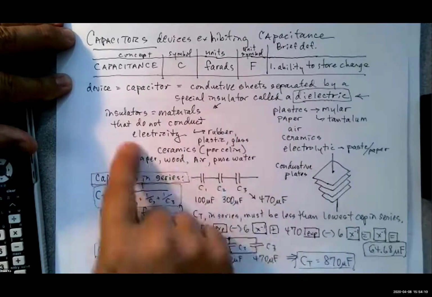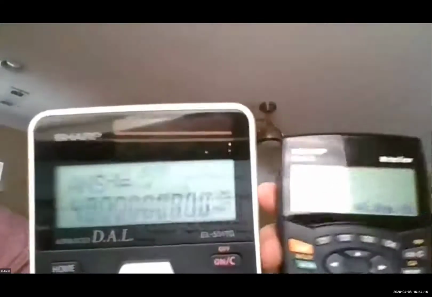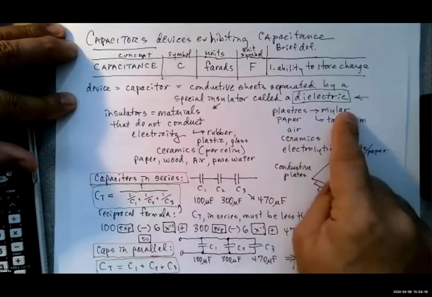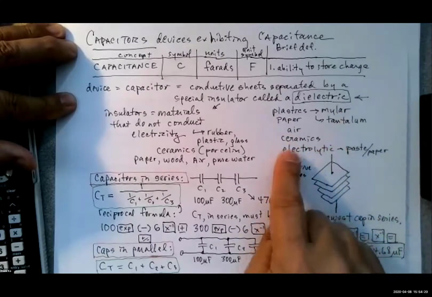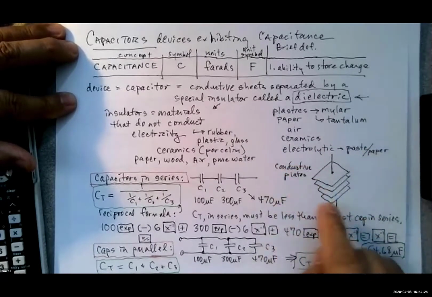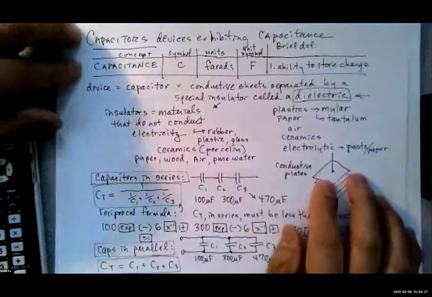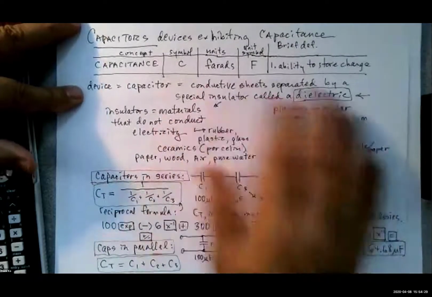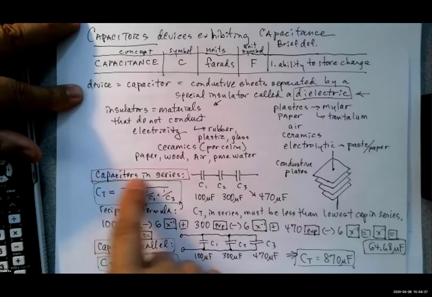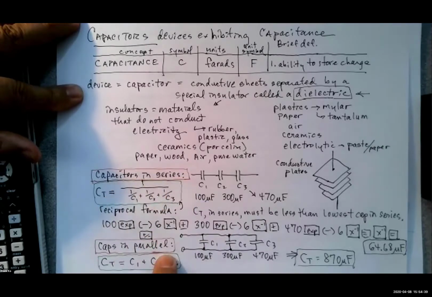We talk about a variety of different kinds of capacitor insulator materials used as dielectrics: mylar, tantalum, air, any type of ceramics, electrolytic paste. Your book actually does a much better illustration of the conductive plates. What your book doesn't do is show you the next two pages in our notes today, which are capacitors in series and capacitors in parallel.